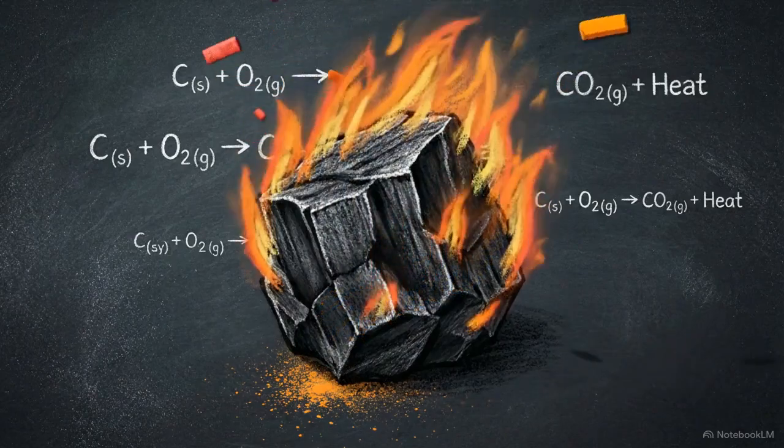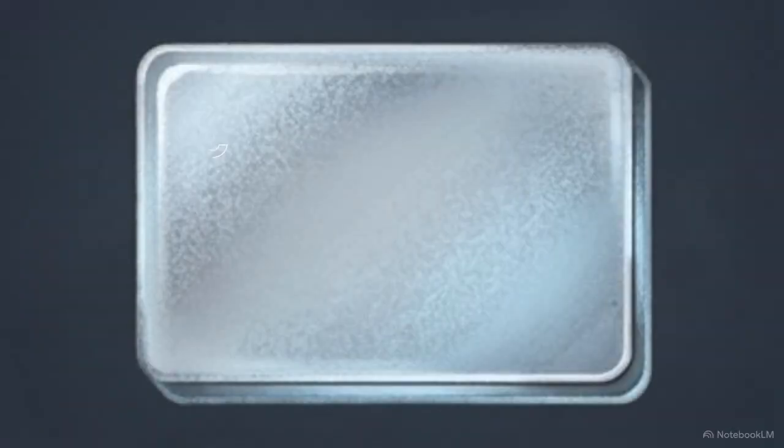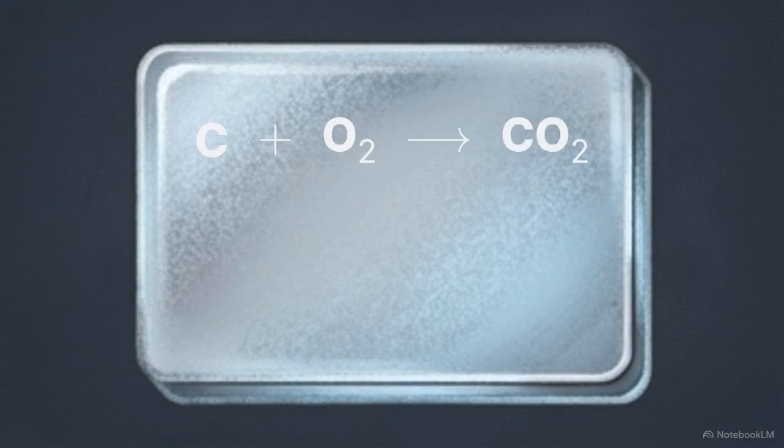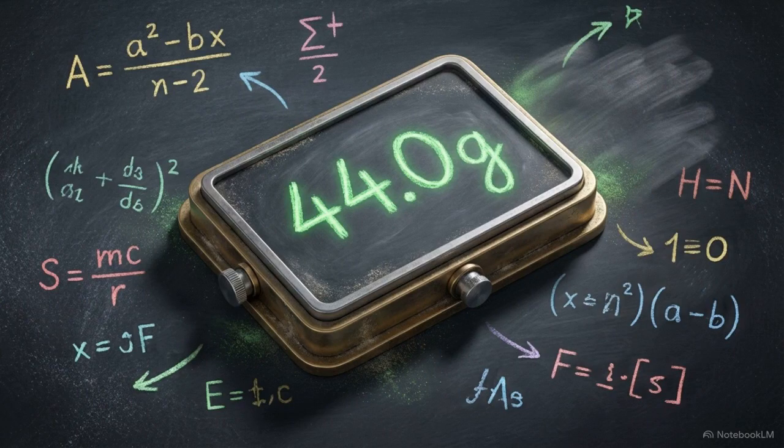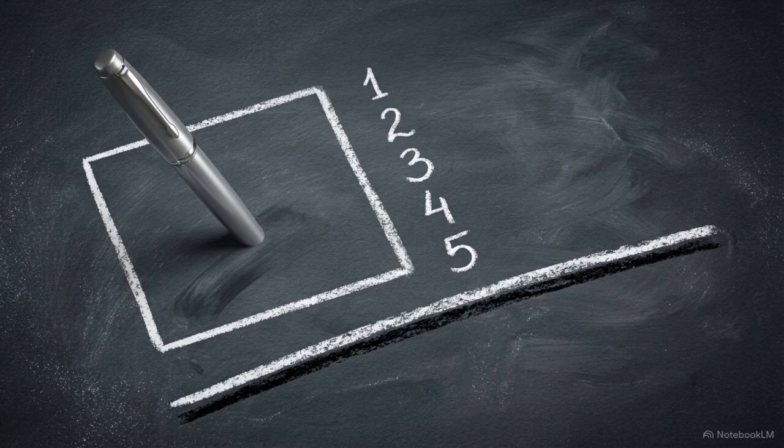We can test this law using a simple reaction, burning carbon in the presence of oxygen to create carbon dioxide. Here is the skeletal equation. Carbon plus oxygen yields carbon dioxide. Carbon's atomic mass is 12, oxygen is 16, but with 2 atoms, this reactant totals 32. Adding 12 and 32 gives a reactant mass of 44. The resulting carbon dioxide molecule also totals 44. Since both sides equal 44, the mathematical proof is complete.